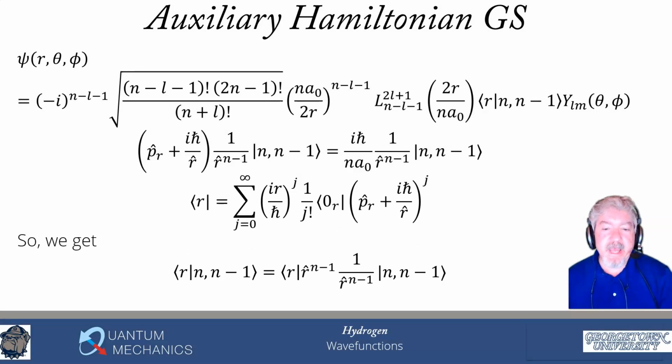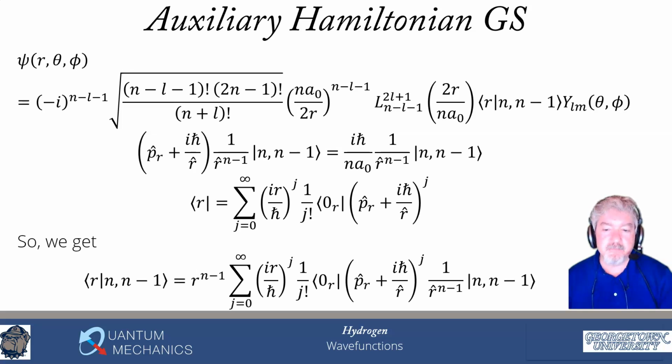We want that to act on the state 1 over r hat to the n minus 1, n comma n minus 1. So I'm going to multiply by 1 before I work out that expansion. And then I can take that r hat to the n minus 1, acted on the state, it becomes r to the n minus 1 and pull it out. So that's what I do. And now I'm going to expand that r bra in terms of the radial translation operator. And I pull the factors out. I only have to keep the operators inside that bracket sandwich.